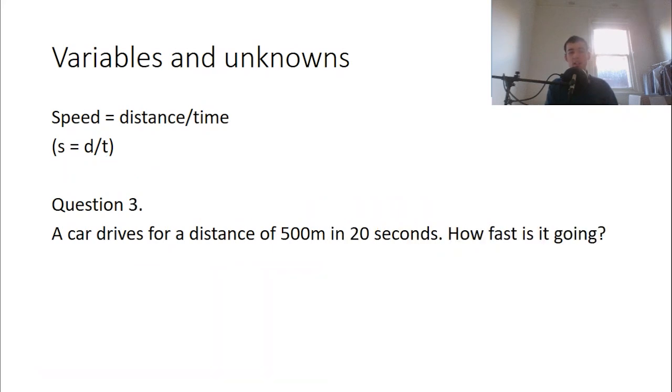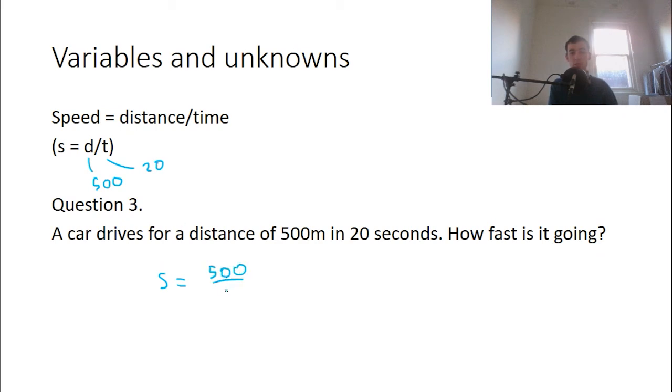And finally, a car drives for a distance of 500 meters in 20 seconds. We can work this out because this is 500, this is 20, and suddenly we can write an equation with an unknown. So S equals, instead of writing D, we'll write 500.